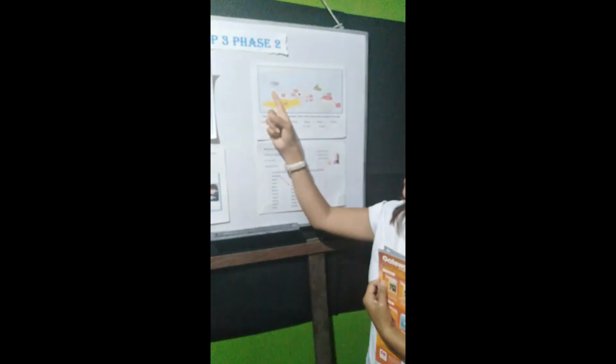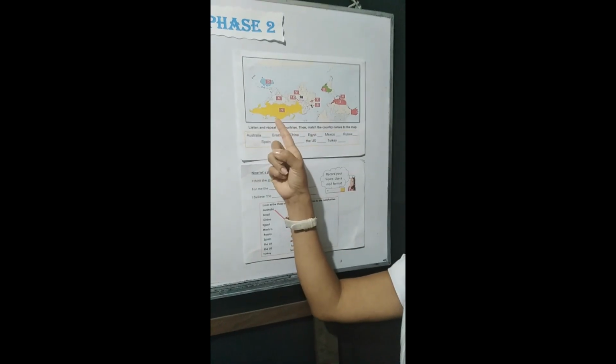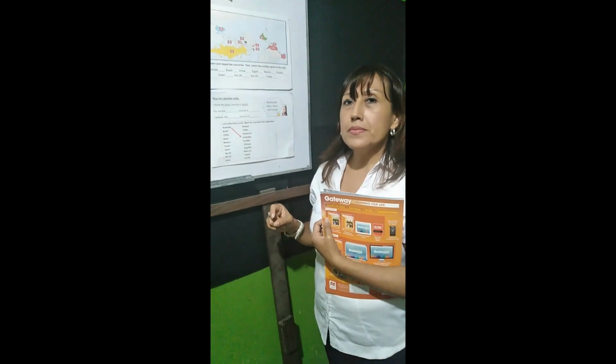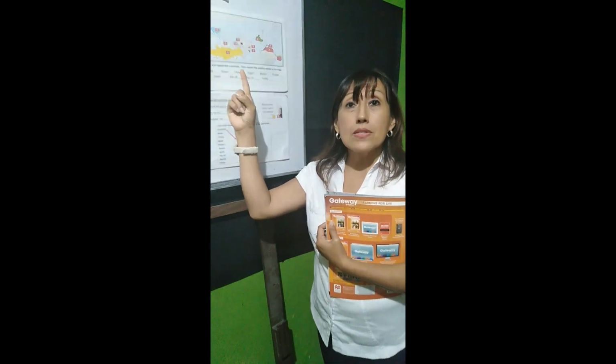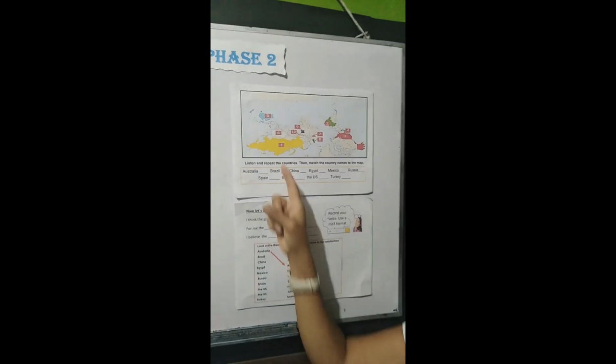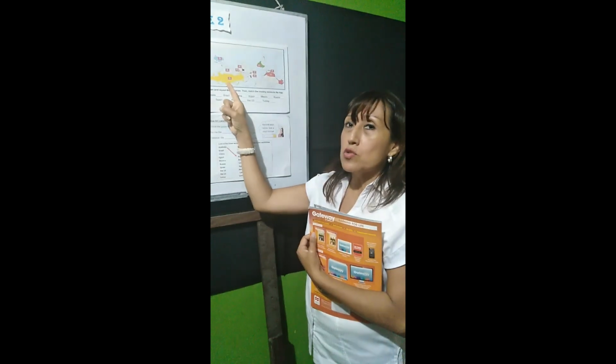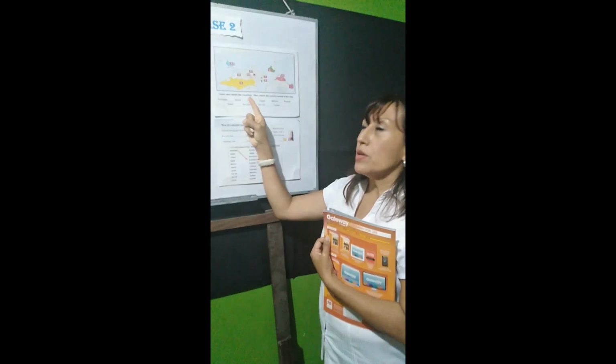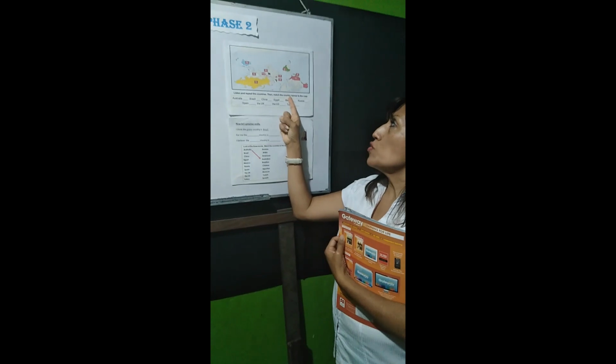In your worksheet, you will see a map like this. But have a look at it closely. What's different about the map? Yes, the map is upside down. But can you recognize the countries in this map? You will see numbers for the different countries. What's the activity? Listen and repeat the countries. Then match the country names to the map.